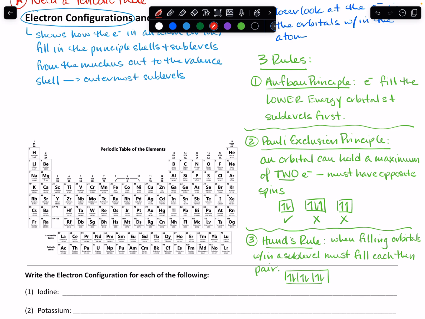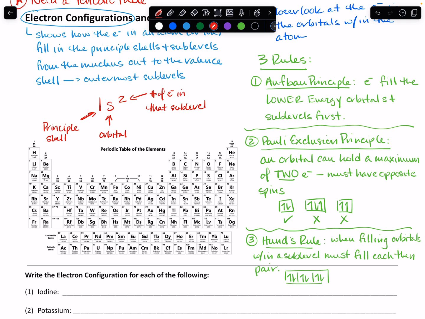Unlike having boxes and arrows, we're just going to have letters and numbers. So let's say we have a 1s2. The 1 out front, the large one, tells us the principal shell. The s is the orbital, and then the superscript is the number of electrons in that sublevel.